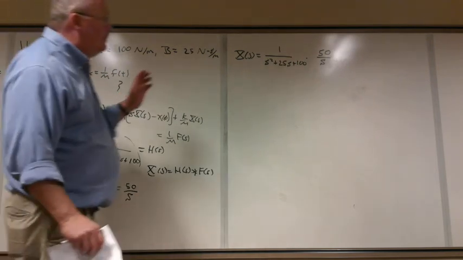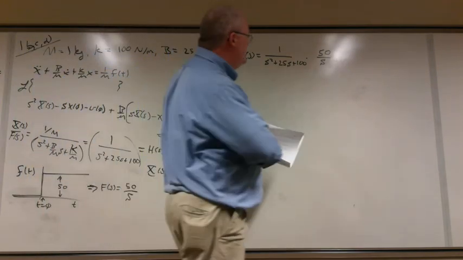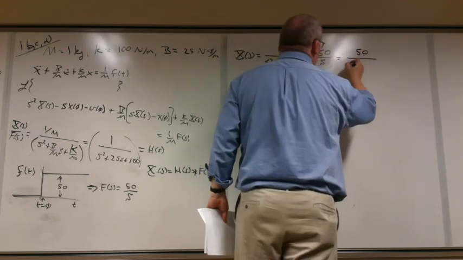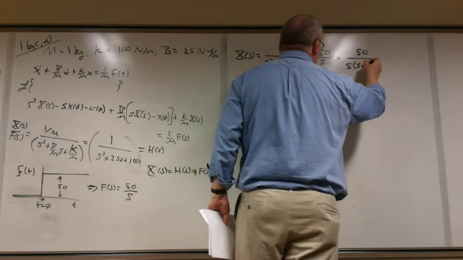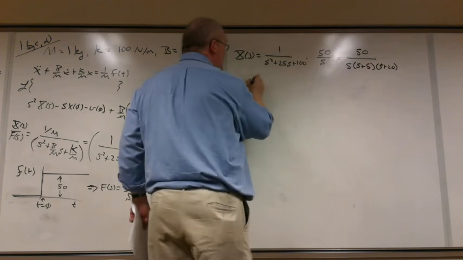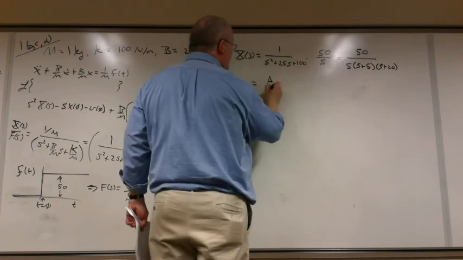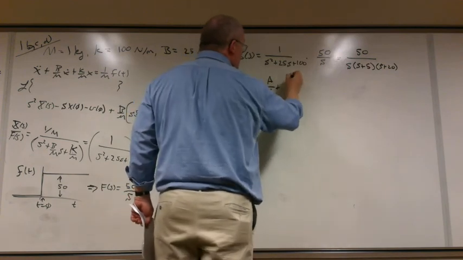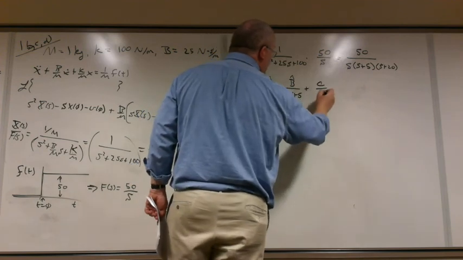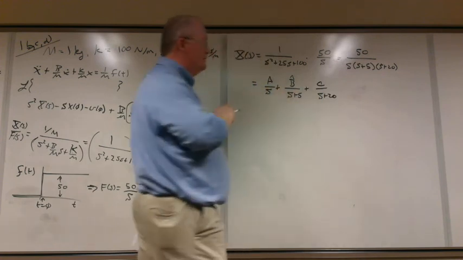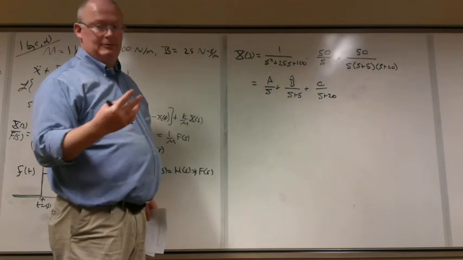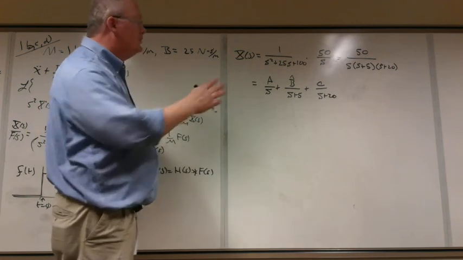All right, so the point here is we can go ahead and split this up. This is going to be equal to 50 divided by s times s plus 5 times s plus 20. And so in our case, this is equal to A over s plus B hat over s plus 5 plus C over s plus 20. We solve this out the same way as we did before: multiply both sides by, for example, s, and let s go to 0, we'll get A.